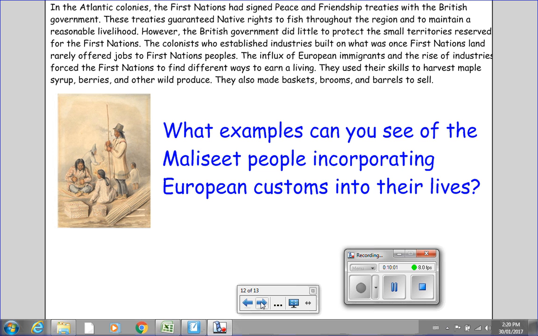One final image for you to look at here. What examples can you see of the Maliseet people incorporating European customs into their lives? So one final time, please put the video on pause so you can get a closer look at this image and then write your response to the question in blue.